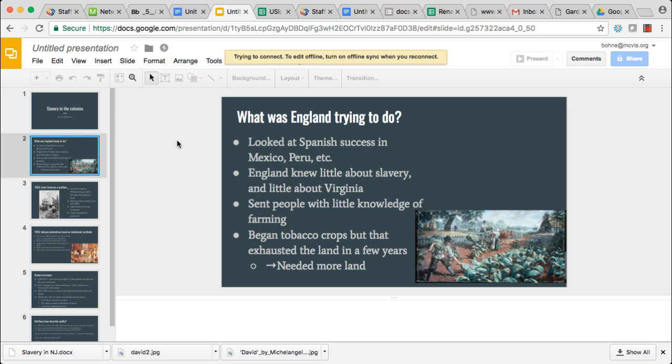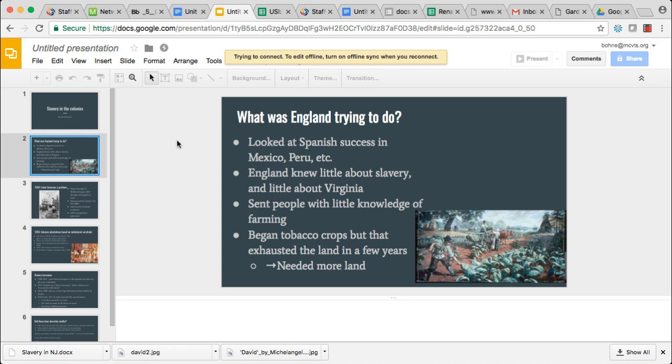Learning about the English in the Americas. England was in the New World, and they had plantations. What they were trying to do was to replicate the success that the Spanish already had. They read about how successful the Spanish were in Mexico and Peru, how they were very organized, how they worked with native nations that were there. And the English basically assumed that something like that can happen in Virginia as well.